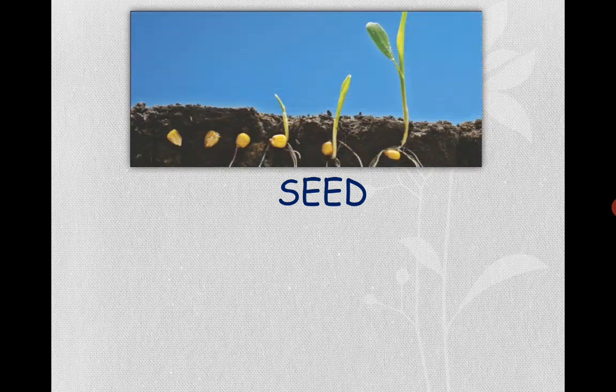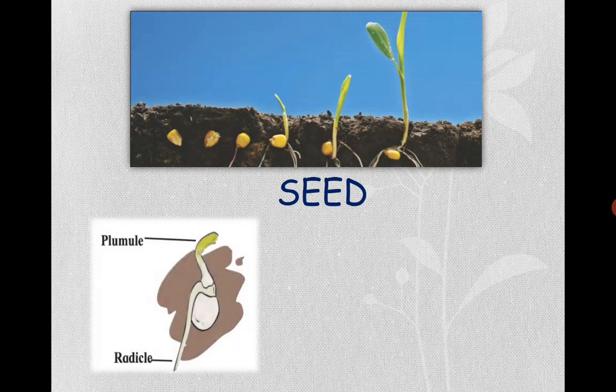A plant begins its life from a seed. When a seed is sown in the ground, after a few days, two outlets grow from within the seed. One outlet moves towards the ground, that is downwards, and the other moves towards the surface of the soil, that is upwards. The part growing towards the ground is known as radicle.